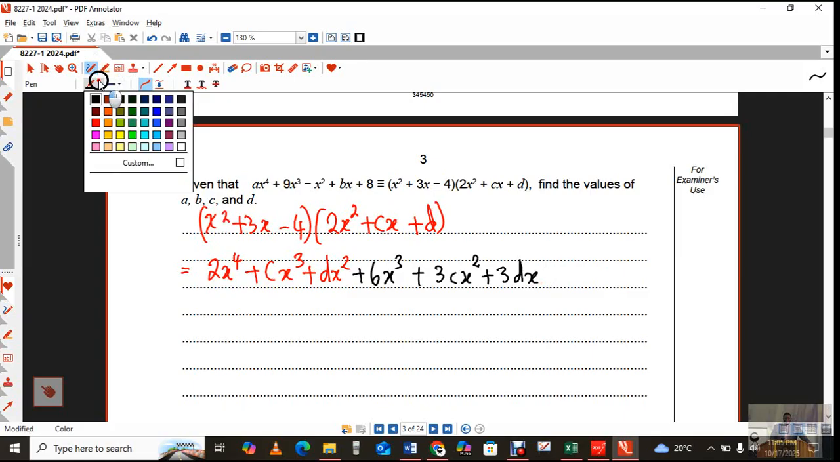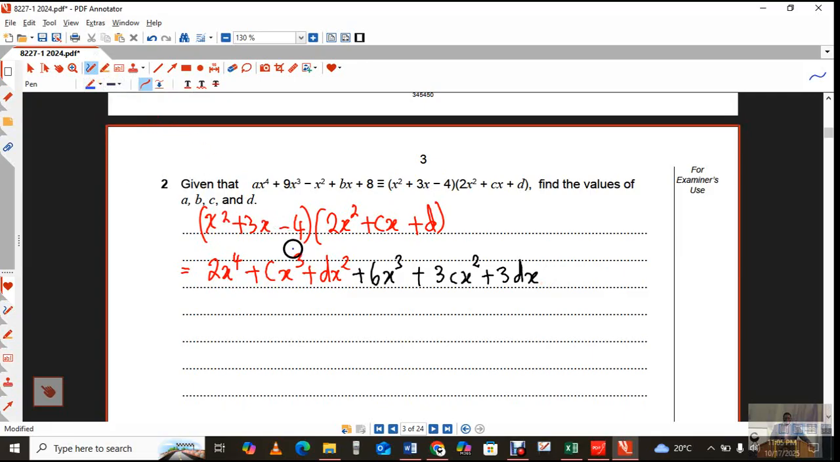Now the last one that I'm going to multiply out would be the negative 4, and I'm going to multiply the negative 4 over each one of those terms. I might be running out of space here, but let's see. So that's going to be negative 8x squared, that is this times that. Then when you continue, you're going to have negative 4cx. Let's see if we can squeeze it on, and then negative 4 times d gives you negative 4d.